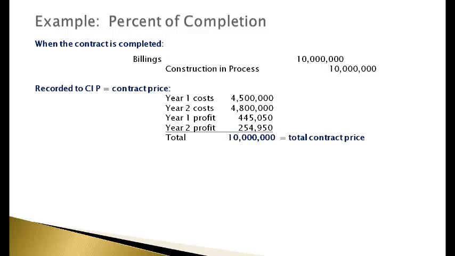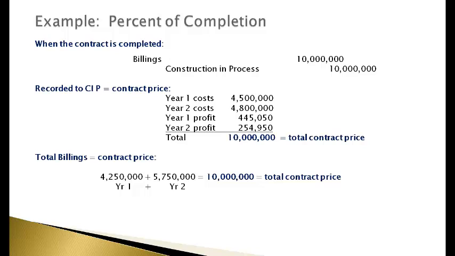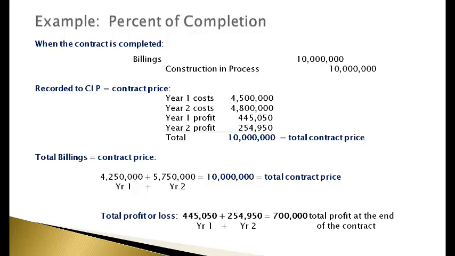The total cumulative amount recorded to construction in process must be equal to the total contract price. Both costs and profits are recorded to the construction in process account. The total recorded to the billings account must be equal to the total contract price. And the total profit or loss recorded for all years must equal the total profit or loss known at completion.